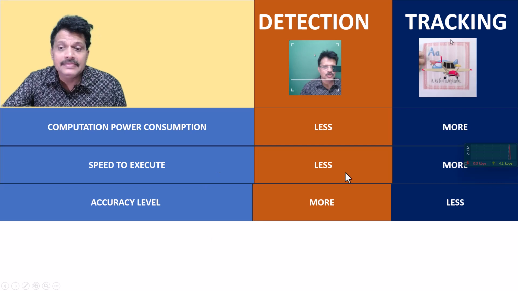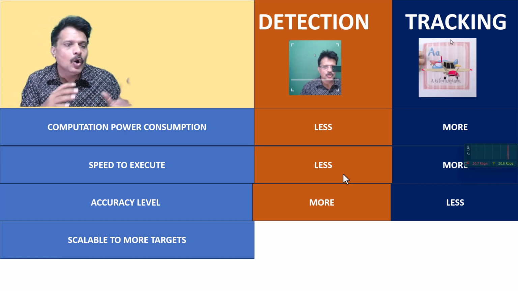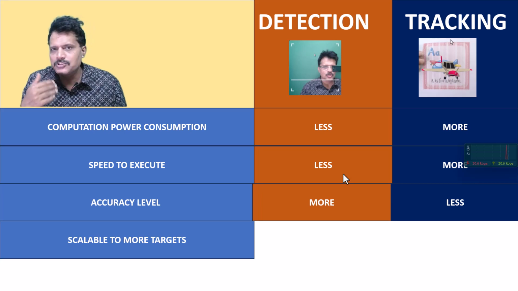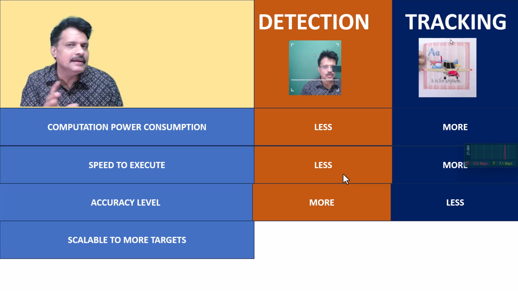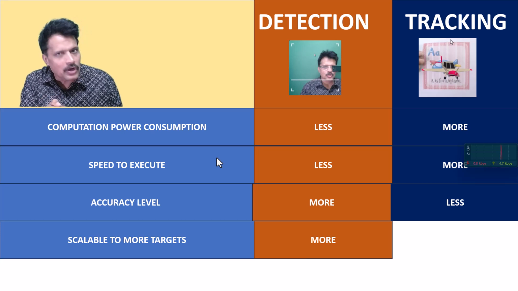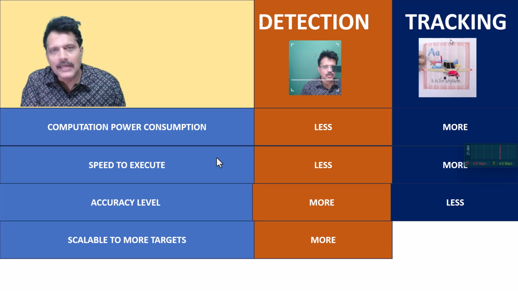Now the next factor here is the maximum number, that is, how many images can I scale it to. Instead of 1 image, can I scale to 2 images, 3 images, 4 images? How many images can I scale? The scalability in detection is more, because it is more accurate, it can actually measure more images.